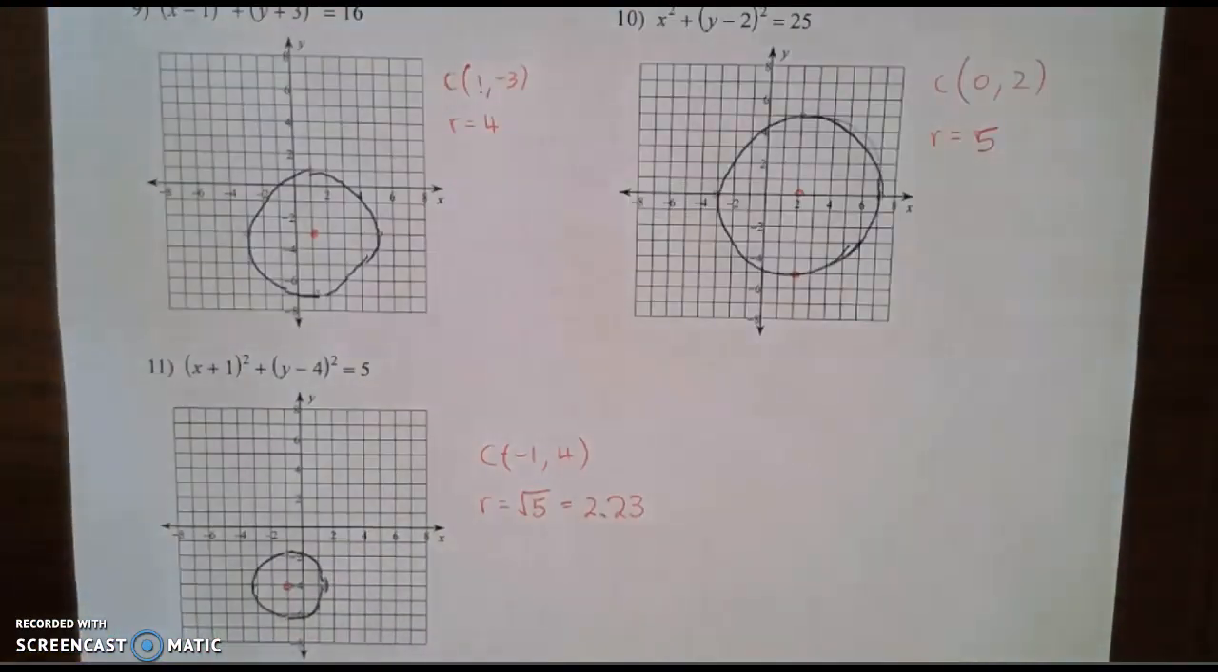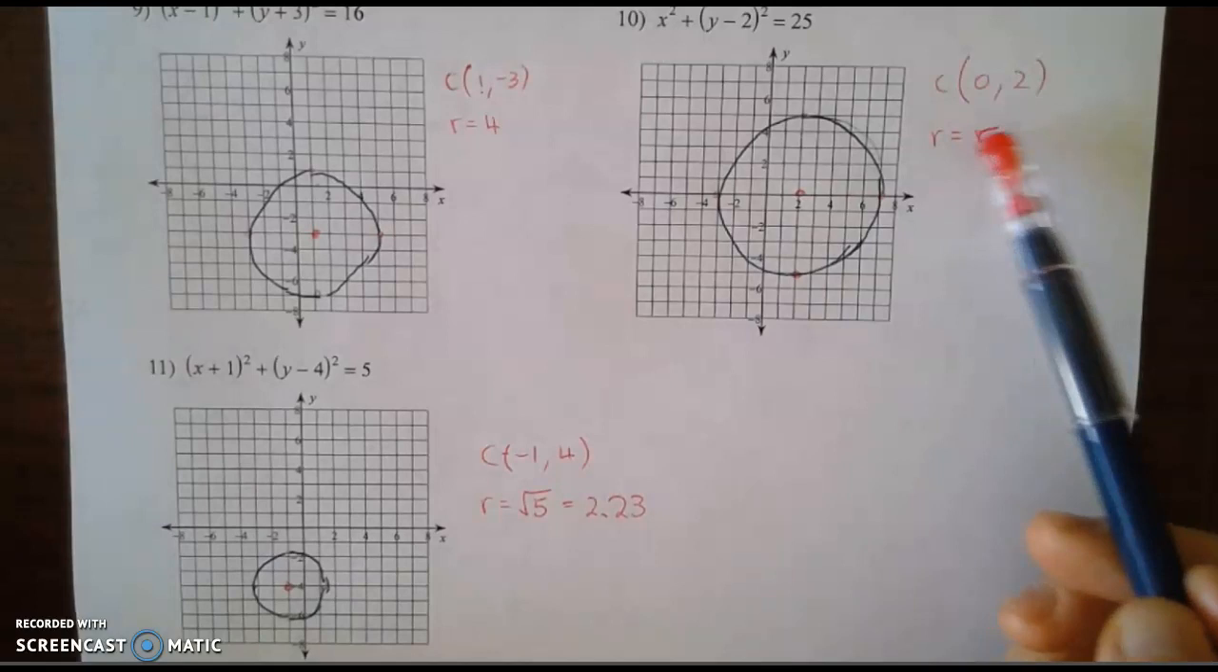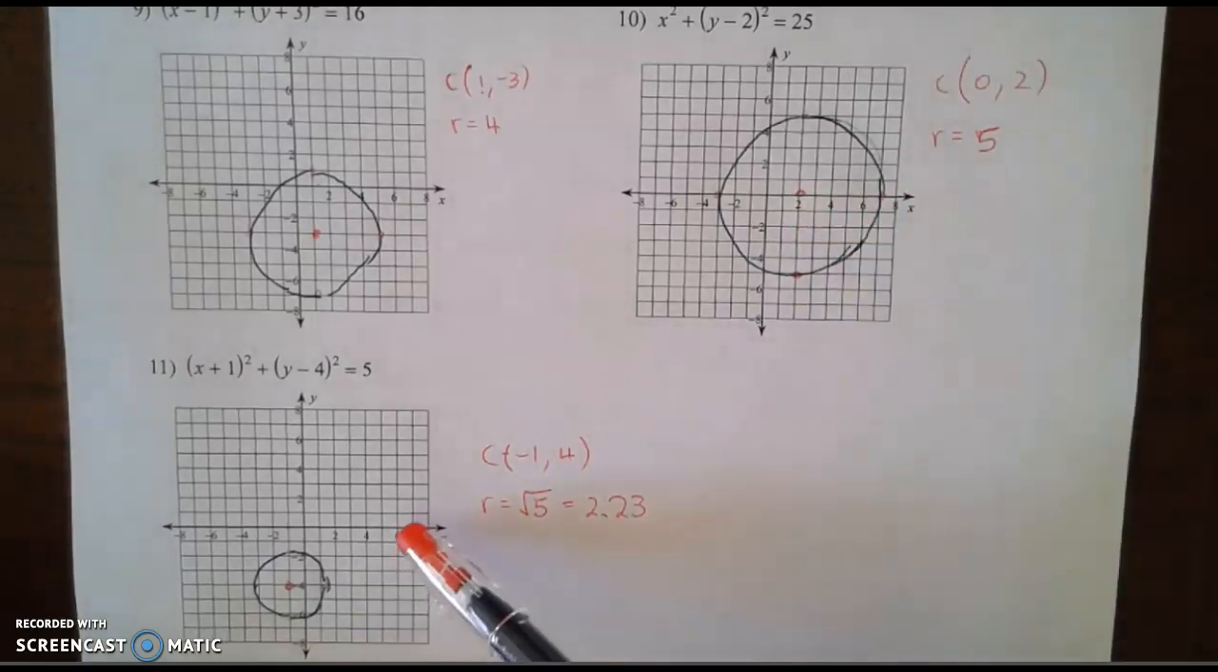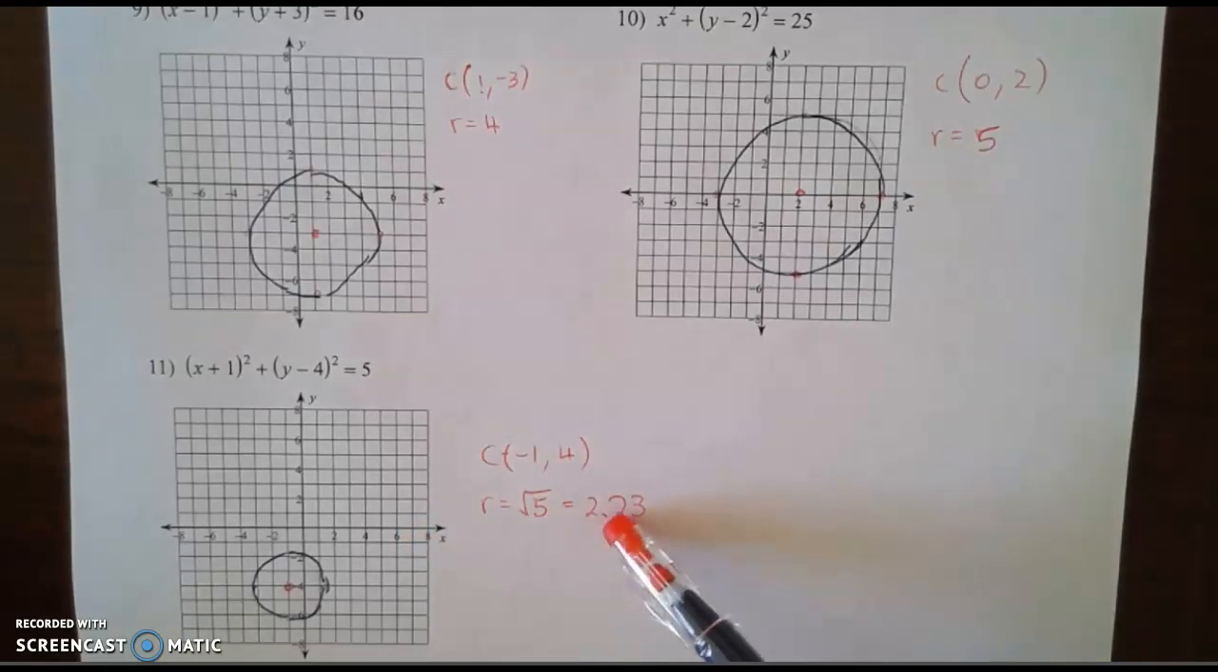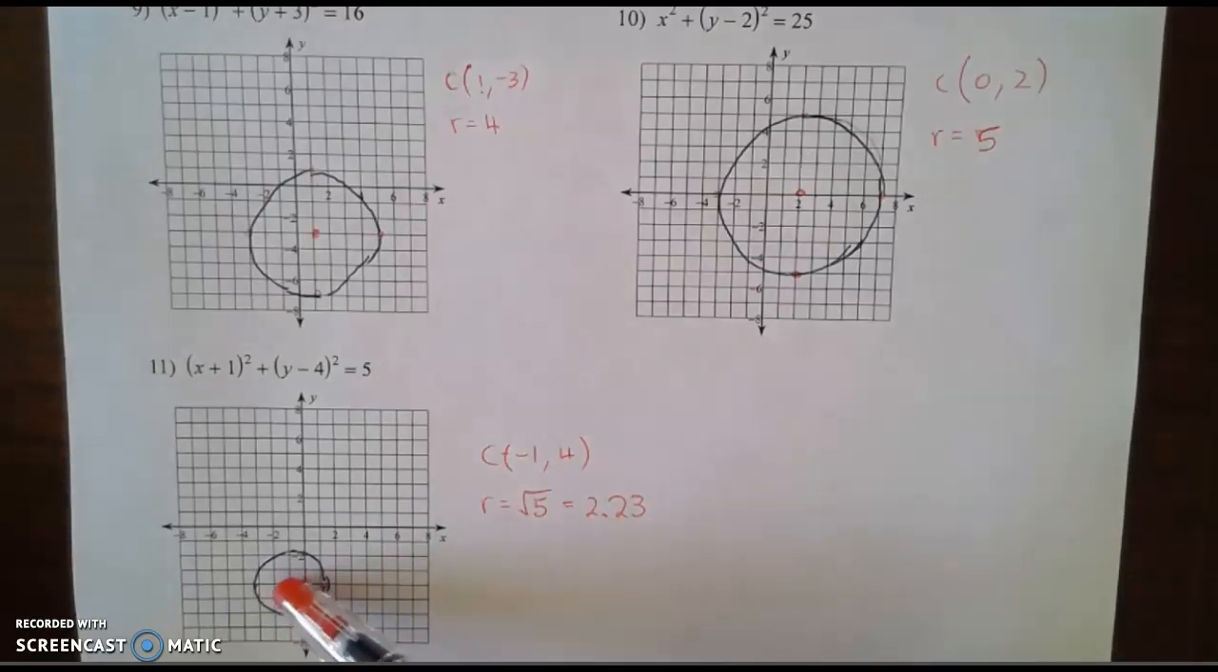Okay, here are the answers. Center is 0, 2, and r is 5. The last question was a little bit tricky because square root of 5 is not an integer, but it's 2.23. But you do the same thing. You find your center and go about a little over 2 units up in all directions and mark it and then connect it.